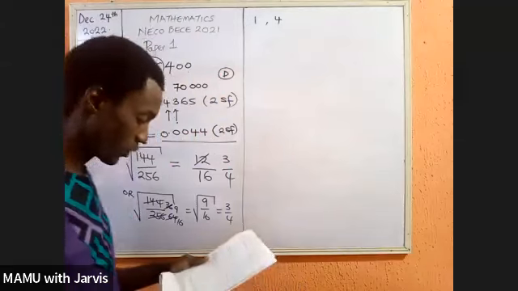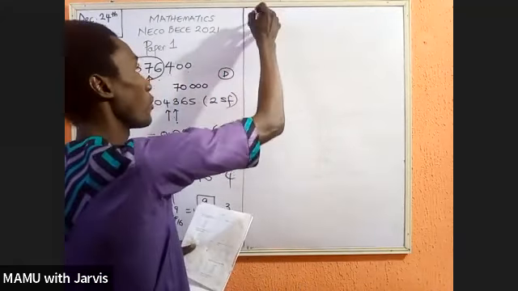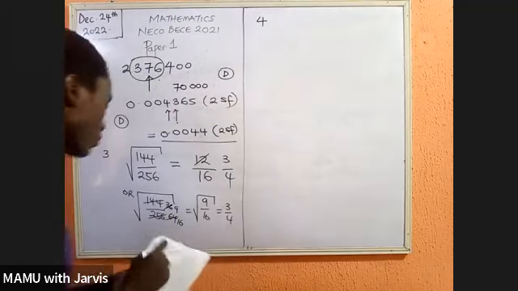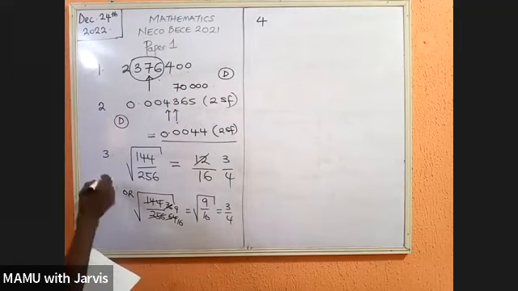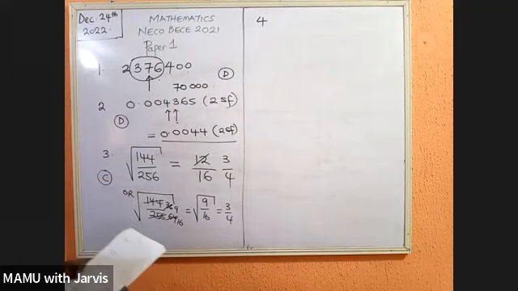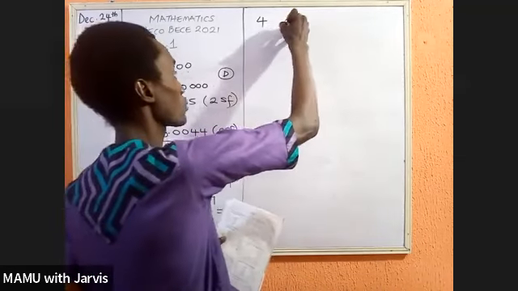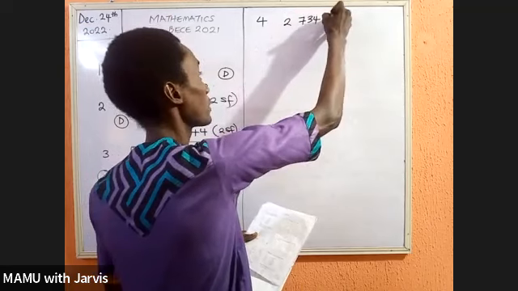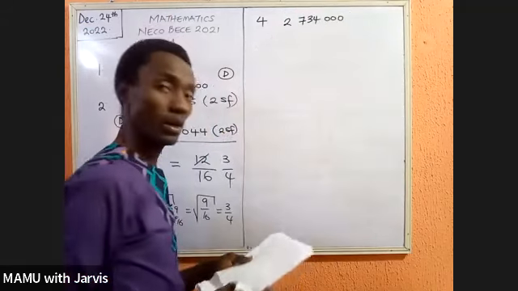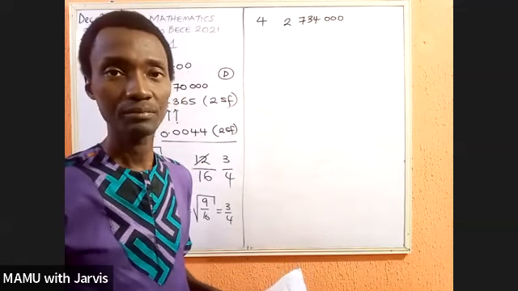All right, so that's for question number 3. And then we'll go to question number 4. And for that one, the answer is available there, and that will be C. Now for question number 4, it says express this number 2,734,000 in what? Standard form. How do you do that?